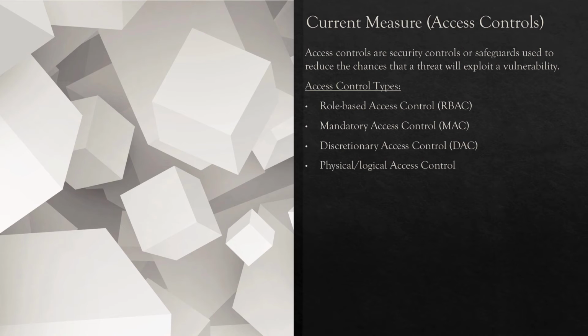The third current measure is access controls, which are safeguards used to reduce the chances that a threat will exploit a vulnerability. This process involves restricting access or granting permissions that will allow someone to do something such as access, read, write, delete, or modify files. Access control components include authentication, authorization, access, managing, and auditing.